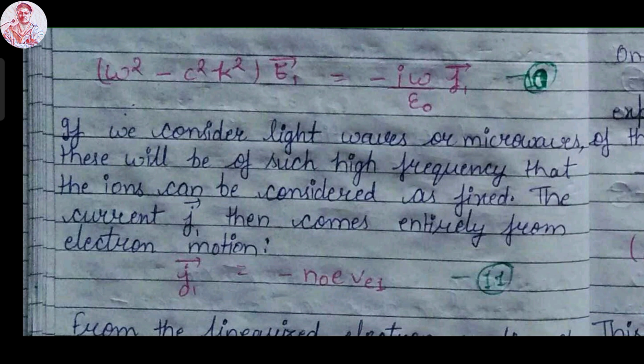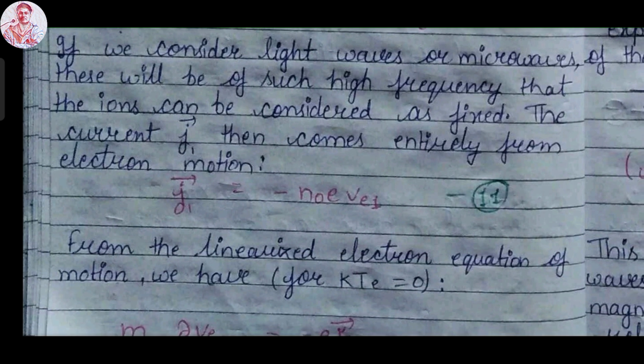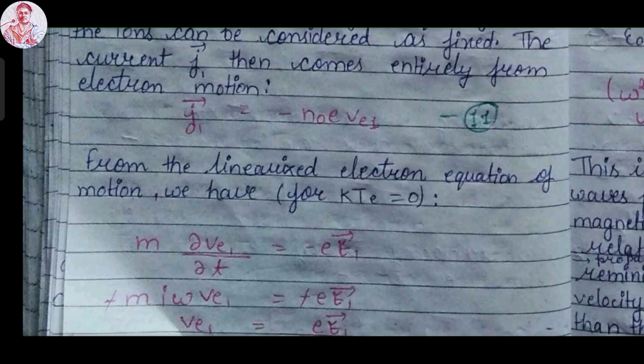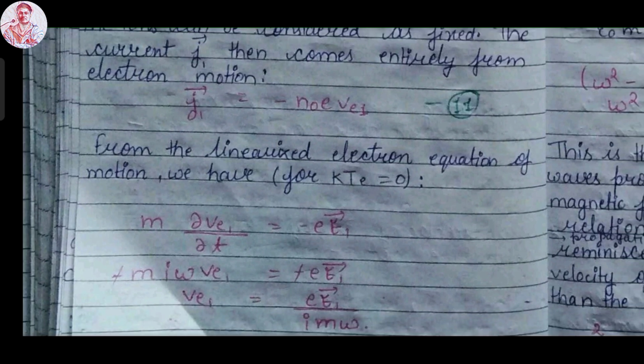From the linearized electron equation, we have kT equal to 0. And the equation of motion, we have m ∂v/∂t is equal to minus e times vector E, where small e represents the electronic charge. After simplifying, we get minus m i omega v is equal to minus e vector E, so v is equal to e E by i m omega. Here we have substituted the value of ∂/∂t with minus i omega.